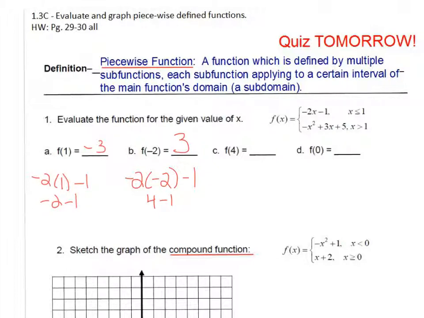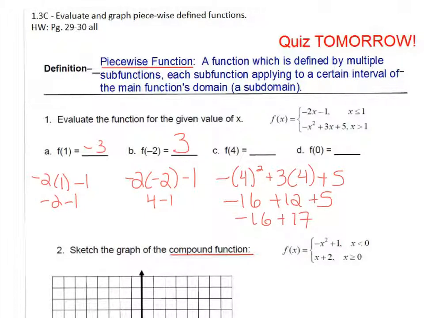So now 4 is in the bottom subfunction and subdomain. So we're going to plug that one into the bottom. So let's see, that's -16 plus 12 plus 5. So that is 1. And then lastly, 0. Well, 0 is less than 1, so that goes back to the top one. And when we plug in 0, we'll get -1.